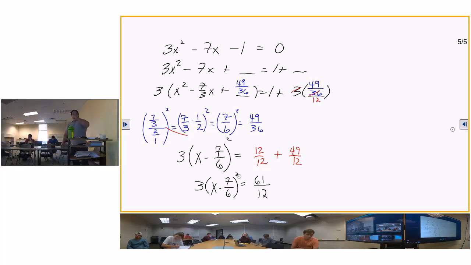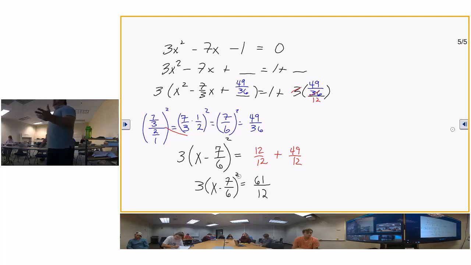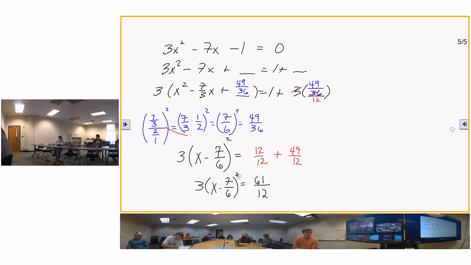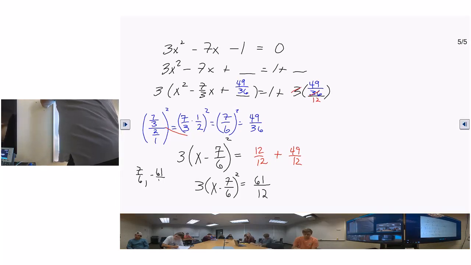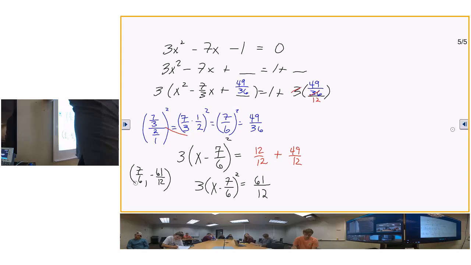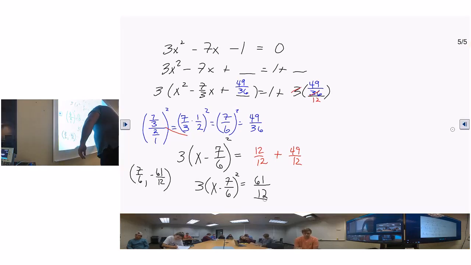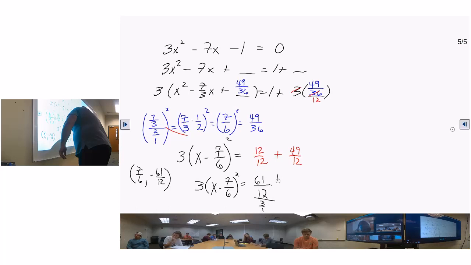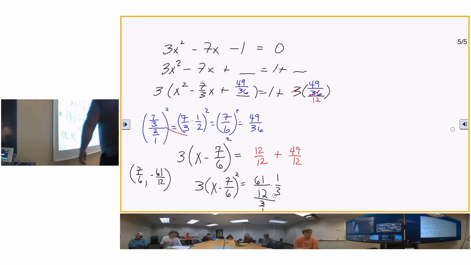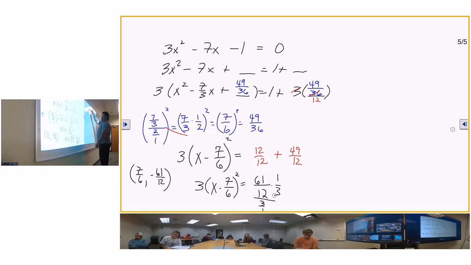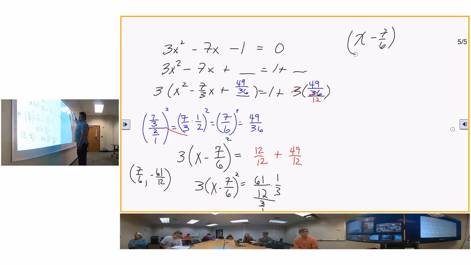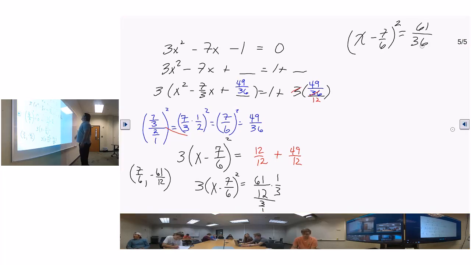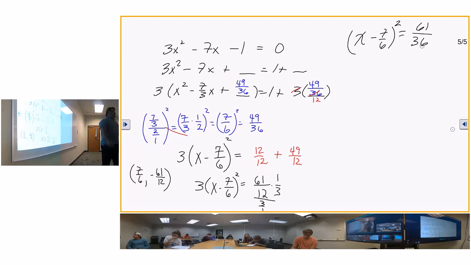Now, you should be able to finish it. Divide by 3. So your vertex is what? 7/6, comma, negative 61 over 12. And then divide by 3, which when you divide by 3, you multiply by what? 1/3. So I'm going to start you off over here and y'all can finish it while I'm doing the roll. X minus 7/6 is equal to 61 over what? 36. And you finish it out.